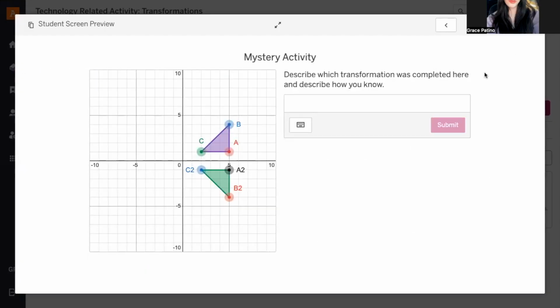Okay, getting towards the end of the activity, this one is called mystery activity. So this one says, describe which transformation was completed here and describe how you know that. So this one doesn't tell you which one it is, so students have to do a little bit more thinking. Hopefully by now, after working with the other 3 types of transformations, they know which one this one has to do with. The original triangle is up here, the new triangle is down here, and then they would just type it out here.